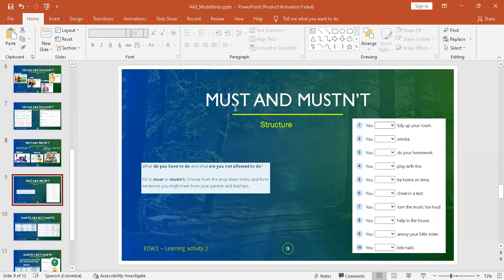Entonces, acá la pregunta es, ok, what do you have to do? ¿Qué tienes que hacer? O, ¿qué es lo que no estás permitido? ¿Qué es lo que no se te permite hacer? Entonces, vamos a llenar con must and mustn't. Acá un ejemplo de la forma negativa. You mustn't smoke.